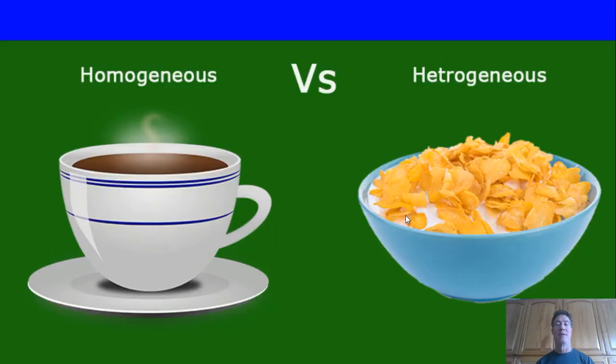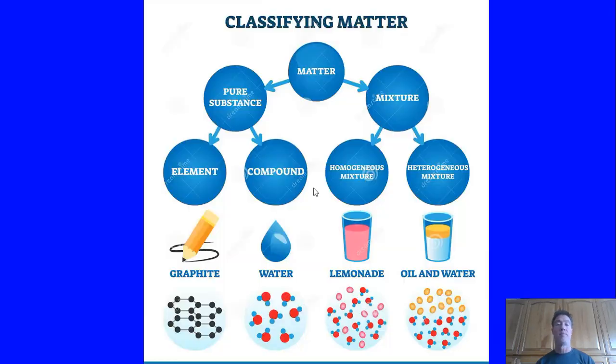So another quick example, coffee with no cream in it, with nothing floating in it, just pure coffee. Black coffee would be a homogeneous mixture. But a bowl of cereal would be a heterogeneous mixture. Why? Because we can identify the different areas. Here's milky and smooth, and then here's chunky and flaky. So this is a mixture, but it is a heterogeneous mixture. It's not smooth and uniform. It's chunky and has different areas.